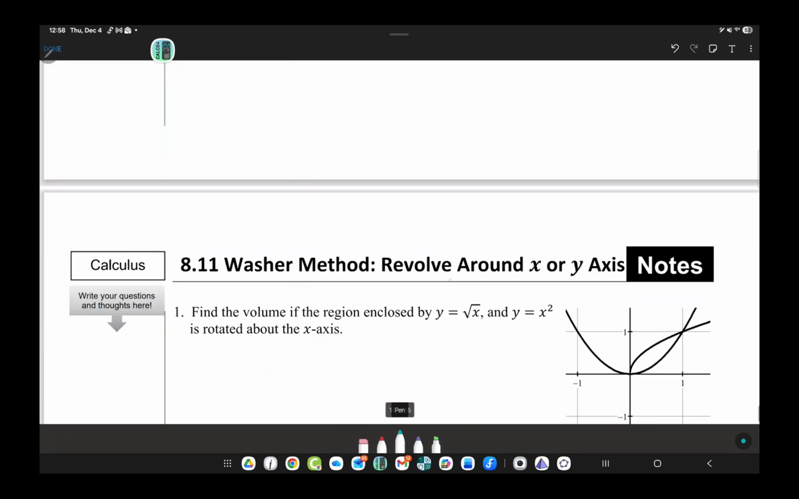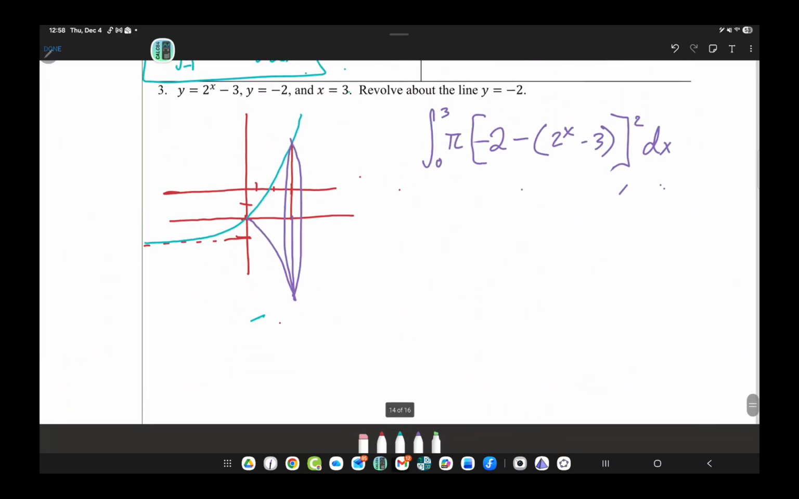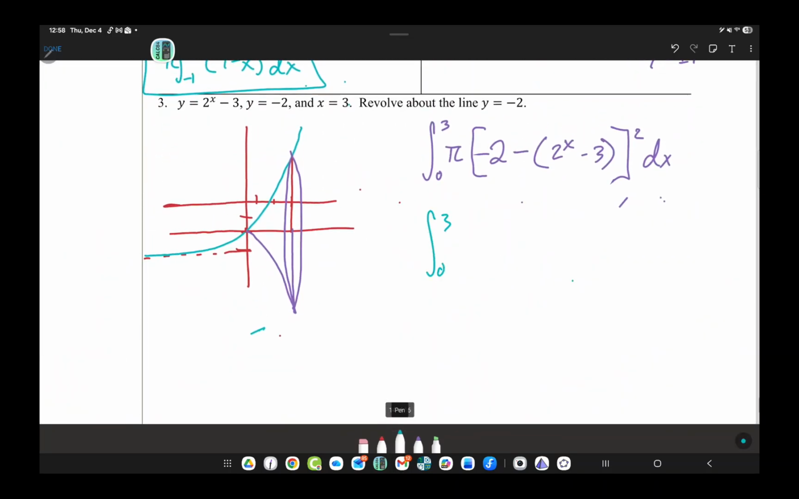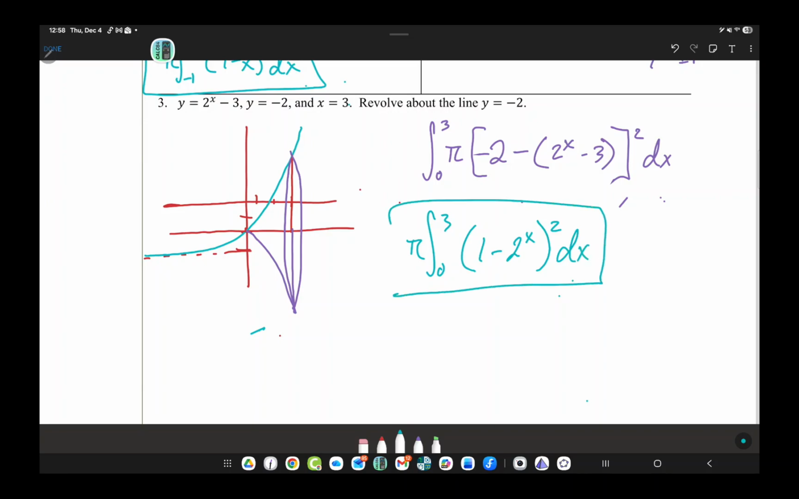So we can simplify this. I'm just going to jump way down here. 0 to 3, put the pi outside. Since that's a negative 2x, let's leave that as 1 minus 2 to the power of x, squared dx. Do you want to know another way to do this? I think it's easier. Is it easier to rotate around an axis? So could we just shift the function to rotate around the axis?